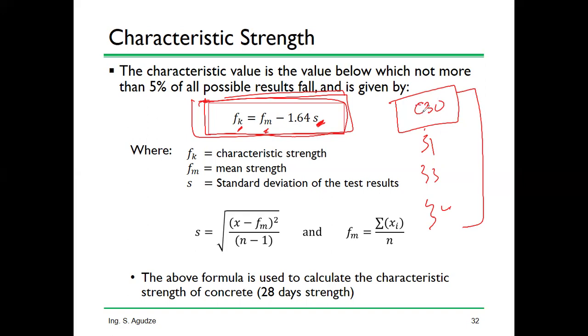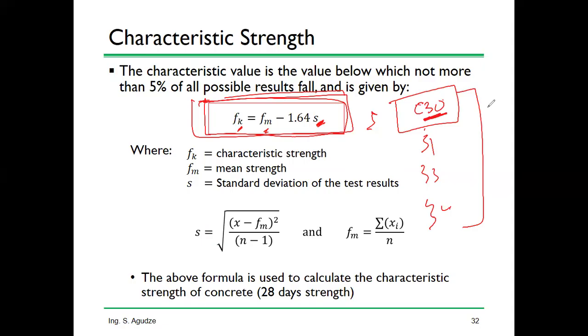And if that answer is equal or greater than C30, then the ratio that you use to prepare the cube, you adopt that ratio for the work. But if the answer is less than the C30, it means the ratio you have used is not correct. So you have to do a new mix design. And maybe you have to replace some of the sand with a different material and all that. You get it?